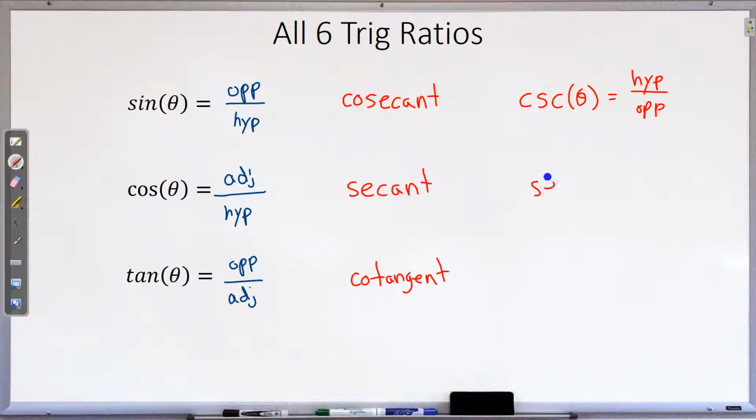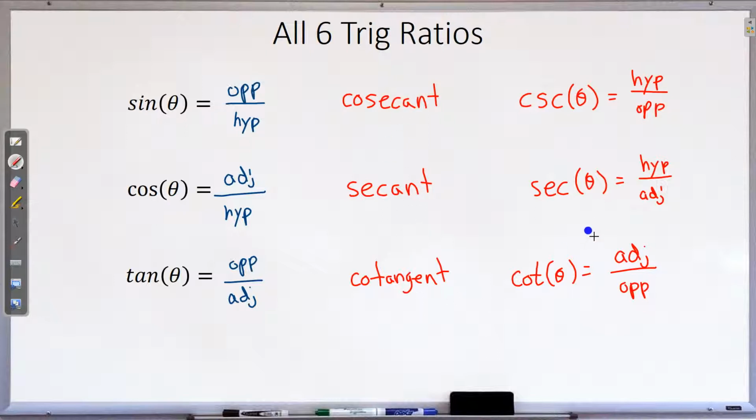Secant, we abbreviate SEC, and so that's the reciprocal, hypotenuse over adjacent. And cotangent, we abbreviate COT, and that is adjacent over opposite. Oh, I made a mistake. There we go. It should be cotangent of an angle. You always have to have the angle here. You can't just stop writing that. There we go. So we have these three new trig ratios.